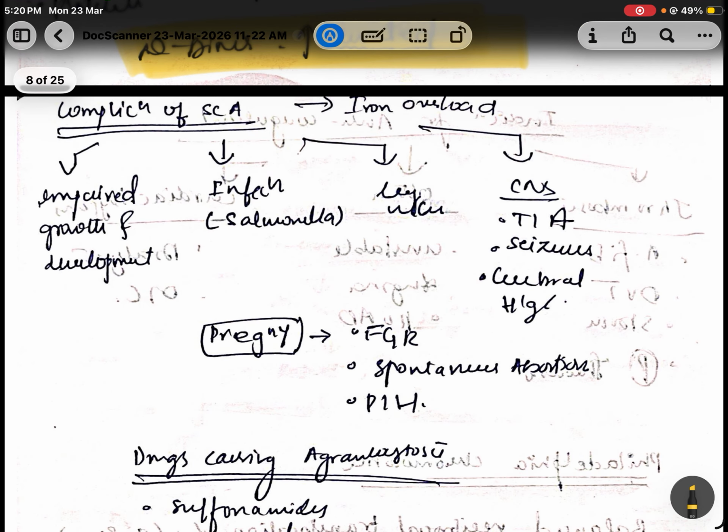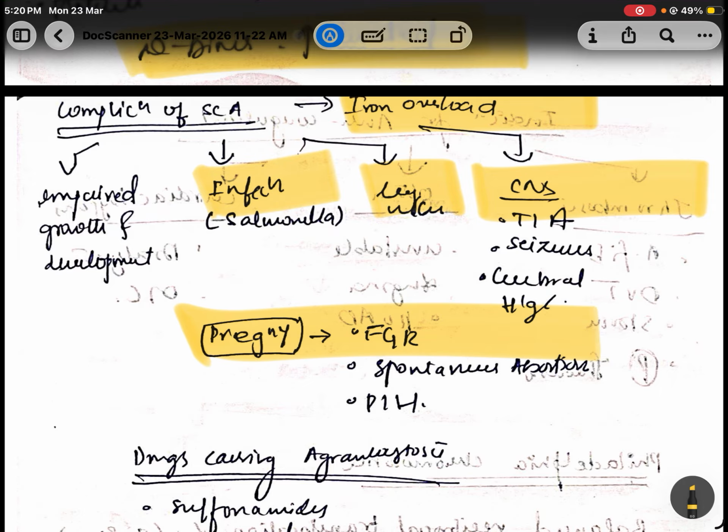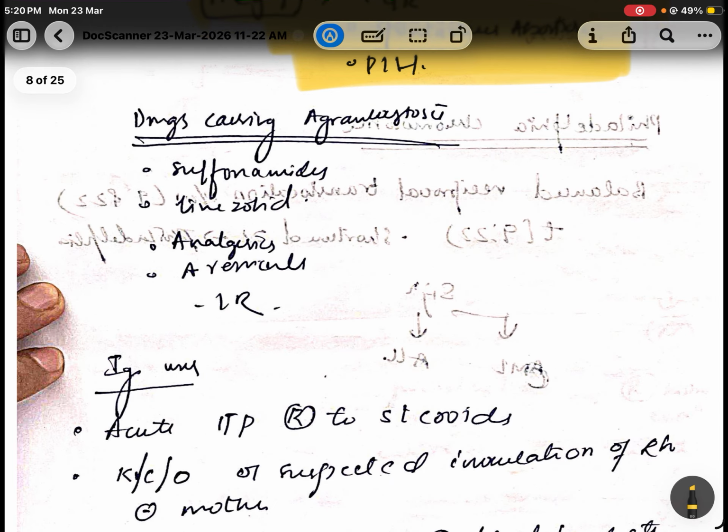And again, complications of sickle cell anemia they have asked. So again, divided into infectious and non-infectious. Again, in non-infectious, you can add due to drug overload. And again, other complications like in CNS, in leg. Basically, you need to talk about ulcers, and also if she has conceived, you can also write about FGR and spontaneous abortion.